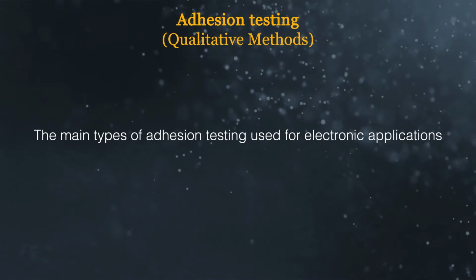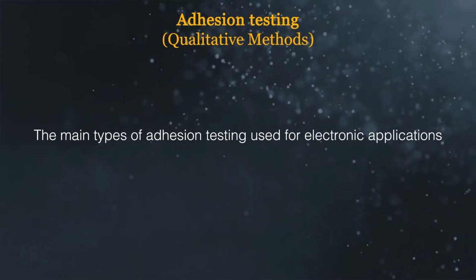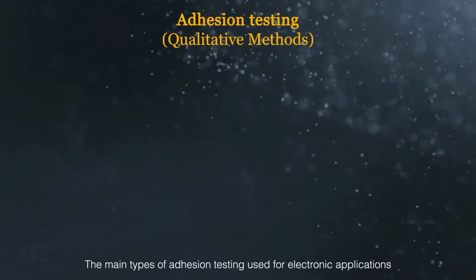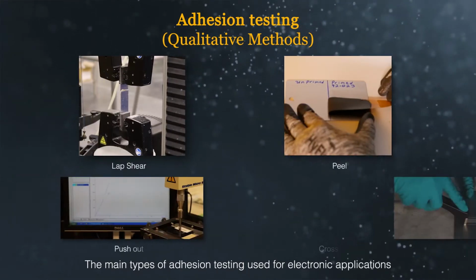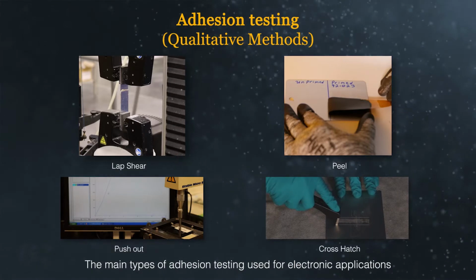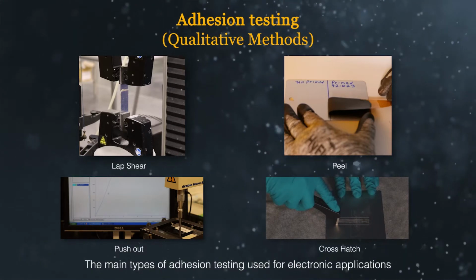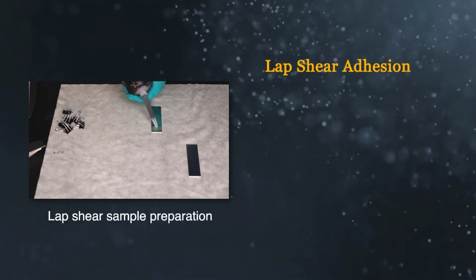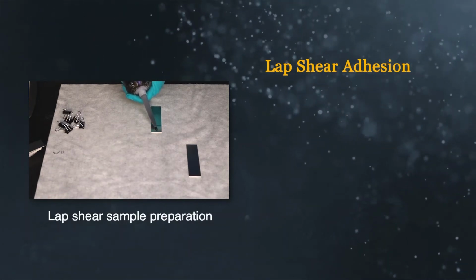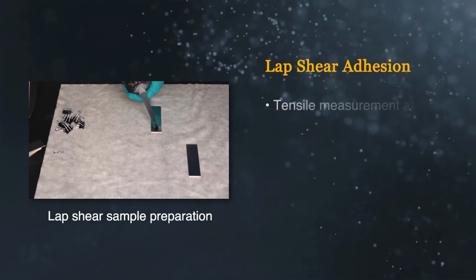The main types of adhesion testing used with silicones for electronic applications are lap shear, peel, push-out, and crosshatch. Lap shear adhesion is a very common test method for measuring adhesive strength. Sample preparation consists of curing an adhesive between two substrates at a specific thickness.